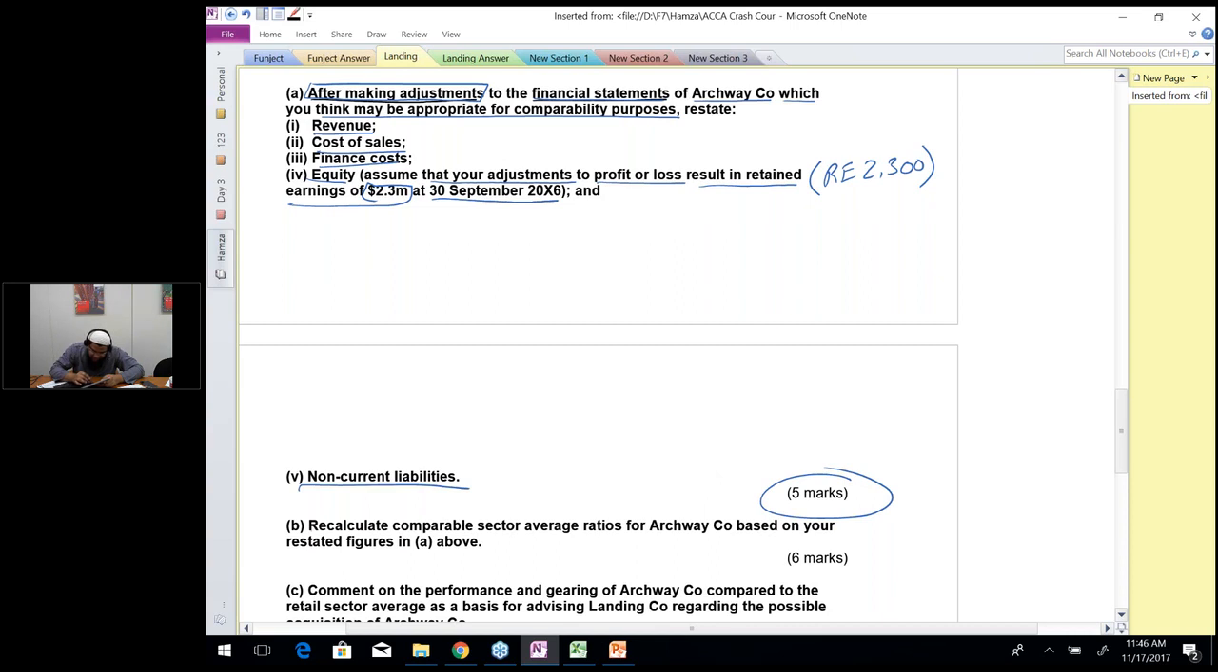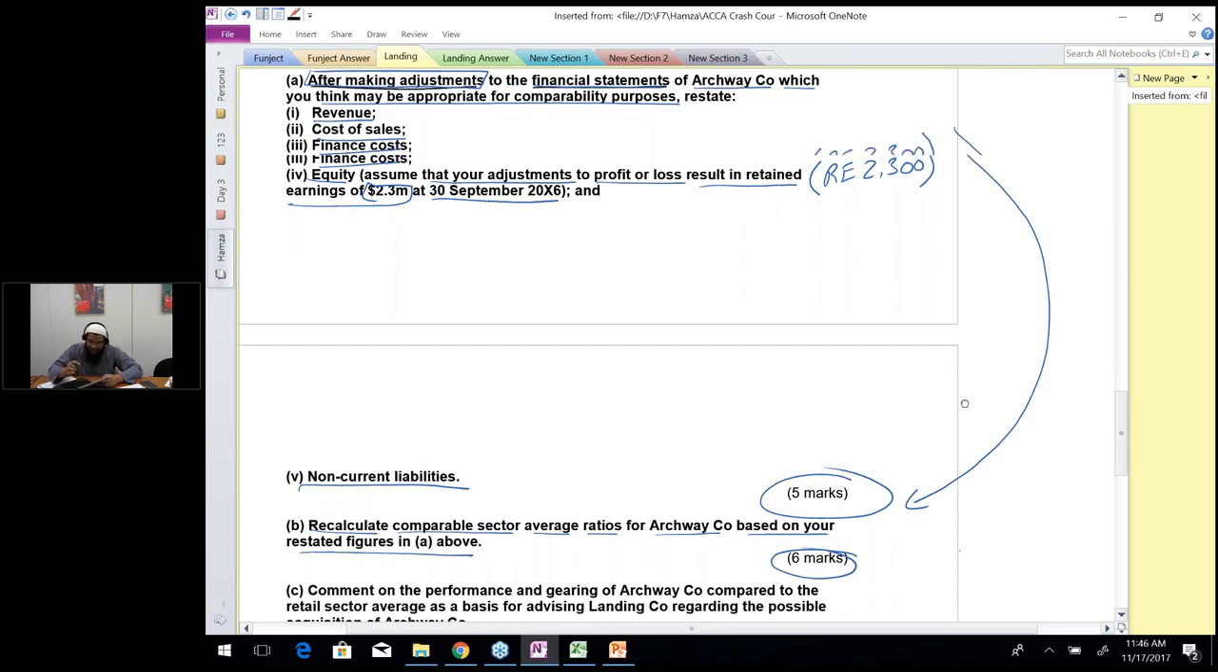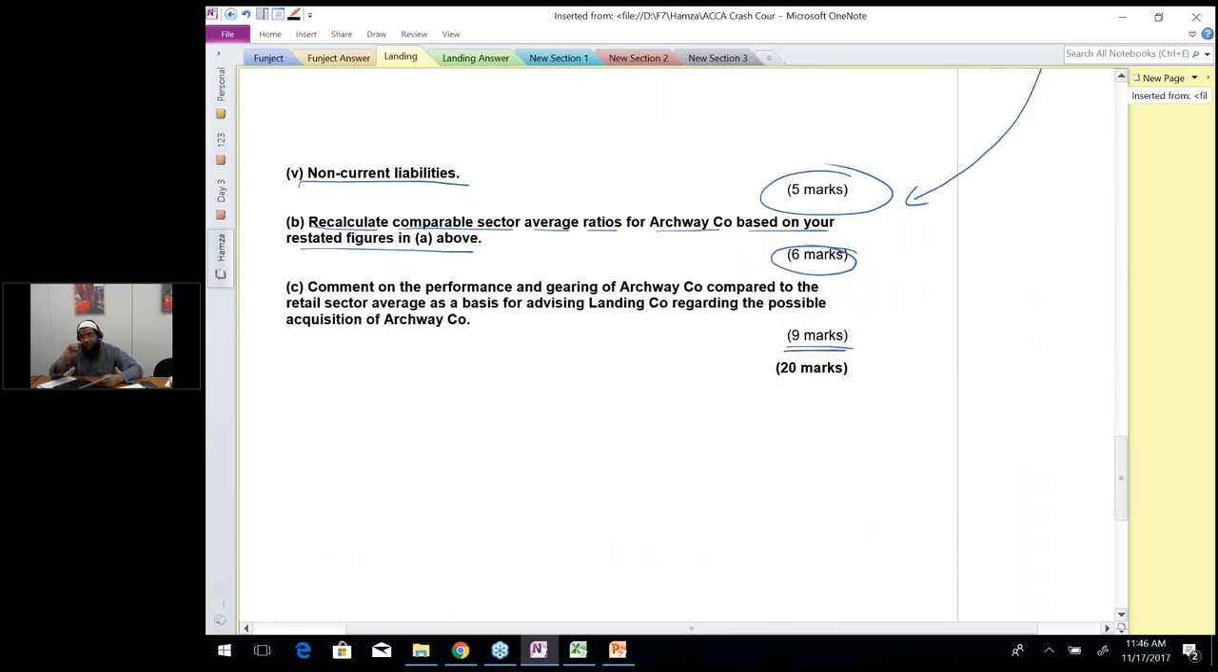And then the question says to recalculate the comparable sector average ratios for Archway Company based on your restated figures in A. So B is going to depend on A, and these 6 marks are also easy. So 11 marks easy. And then 9 marks are only relating to the ratio. So even if you are able to score 4 or 5 marks in these analyses, you have probably scored 15 to 16 marks. So that is approximately 75% of the question. So in ratio questions, do score easy marks, do not lose them.